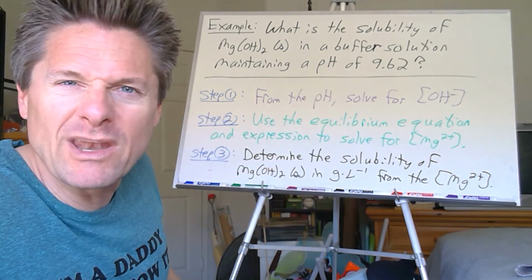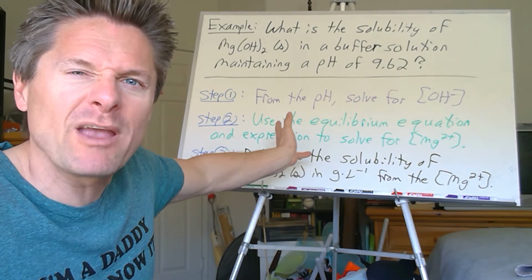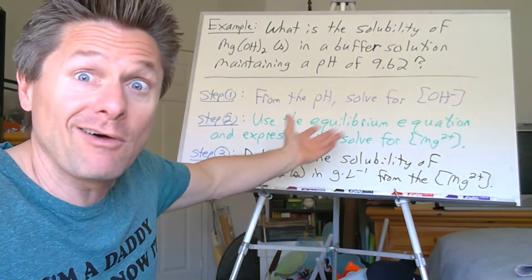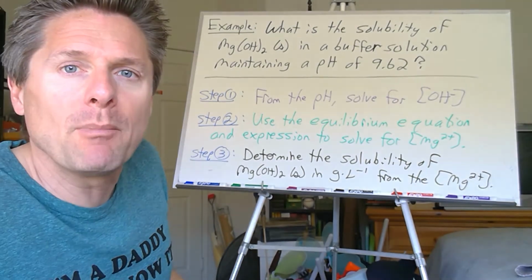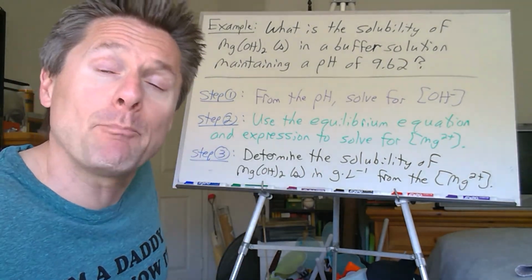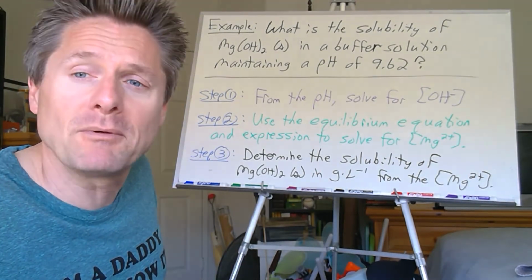Good review for that. So go ahead, try this, pause it, do step 1, do step 2, do step 3. You can kind of blend 1 and 2 if you want. You could set up the equilibrium equation and expression first and realize, oh, I need the OH minus concentration, and then solve for that second. Doesn't matter, but this is a good sequential way of thinking. I'm going to erase this and go do this problem.